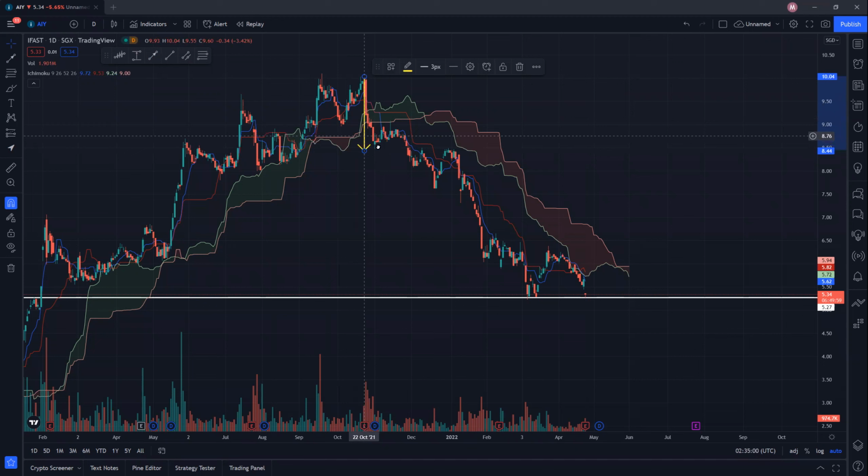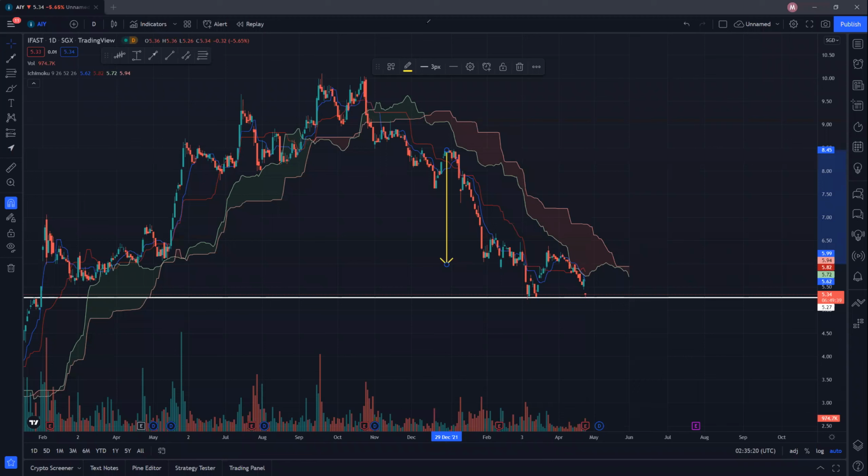You can see that this first wave down is met by the second wave down, and we see some bounce here. The first wave is from all the way from the top at $10 to a low of $7. And you can see that with this wave pattern, once again, we saw a bounce here.